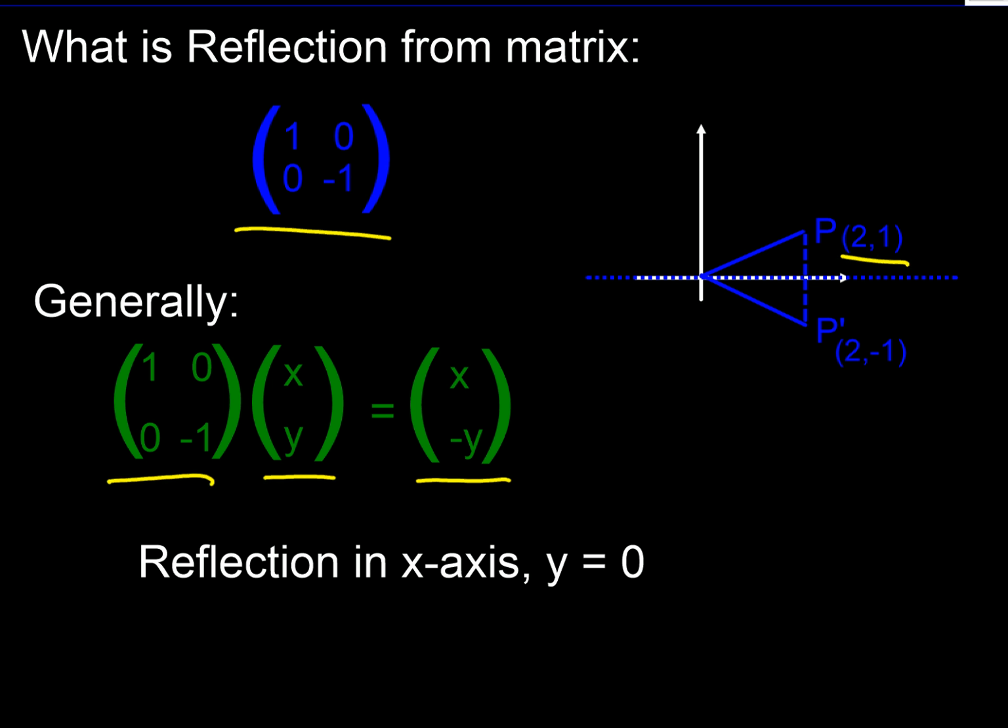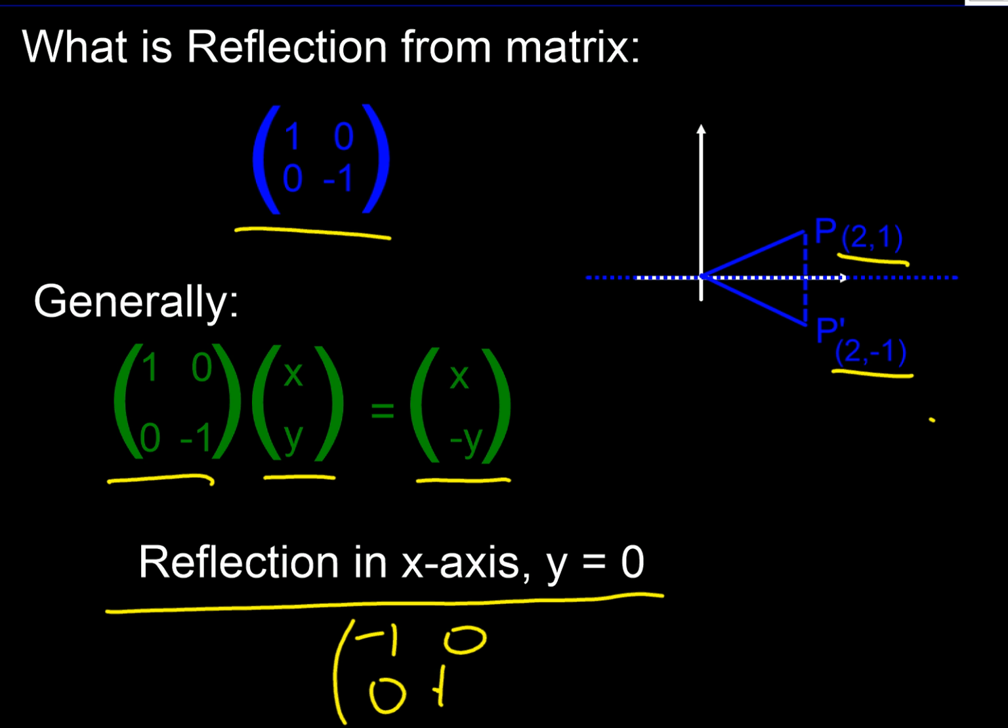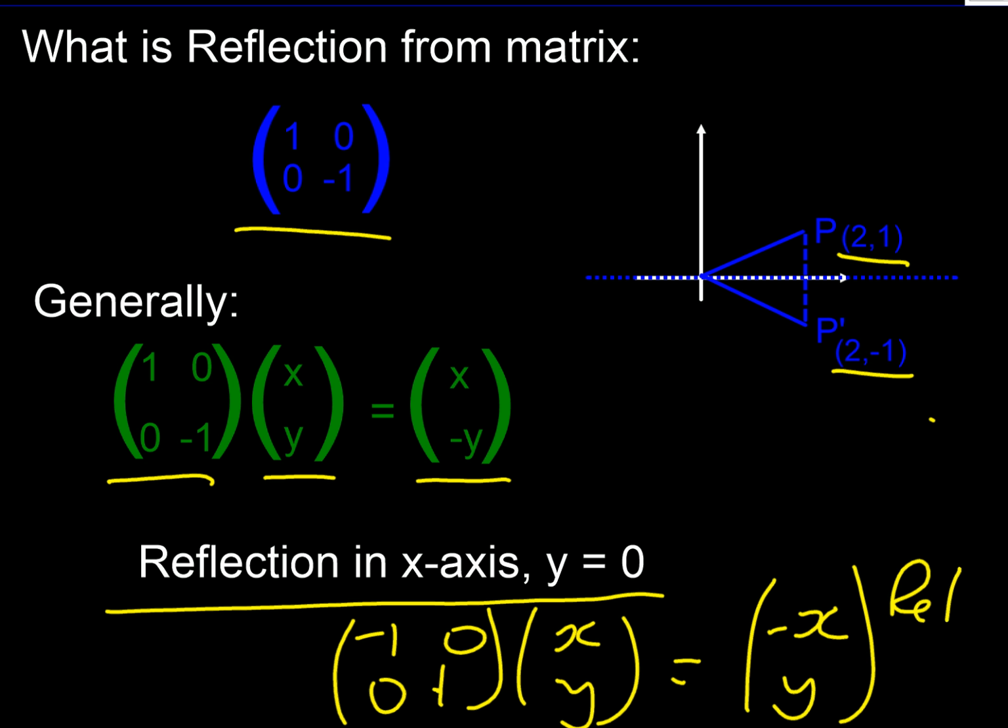So therefore the point (2, 1) would become the image point (2, -1). So what we're looking at is a reflection in the x-axis, or y = 0. And of course, if we wanted to look at the matrix (-1, 0; 0, 1), and we did that with (x, y), we would get the point (-x, y), which would be a reflection in x = 0, wouldn't it? Or in the y-axis, yeah, there we go.